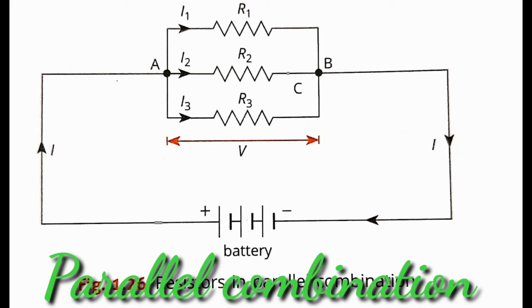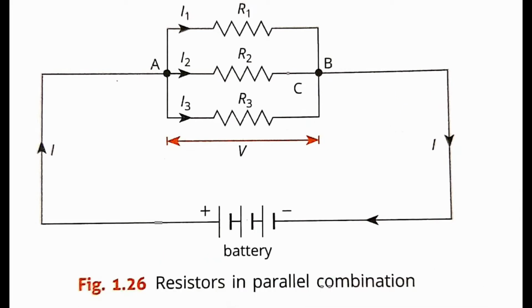Parallel combination of resistors. Two or more resistors are said to be connected in parallel if one end of a resistor is connected to one end of the other resistor and the second end of the first resistor is connected to the second end of the other resistor such that the potential difference across each resistor is the same.